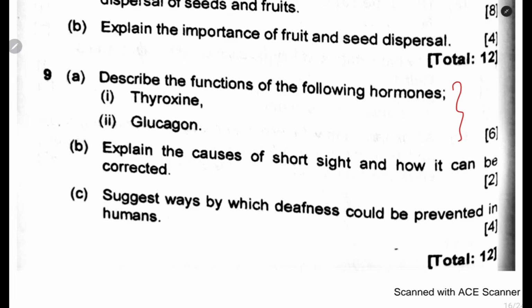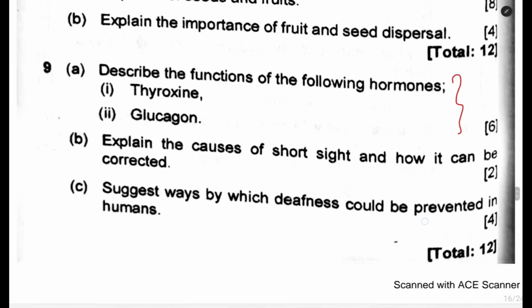Explain the cause of short sight and how it can be corrected. So this is on our sense organs. Now on sense organs, one sense organ you should know is the ear. For some time, I think I've not seen a question, so the ear, you should know it, and all the parts and the functions. Suggest ways by which deafness can be prevented in humans.